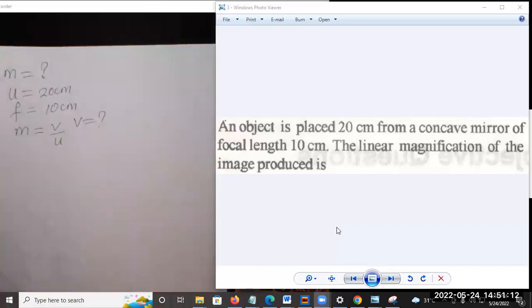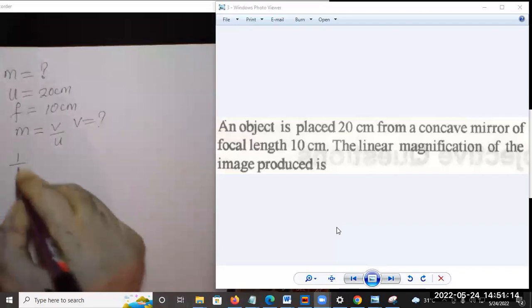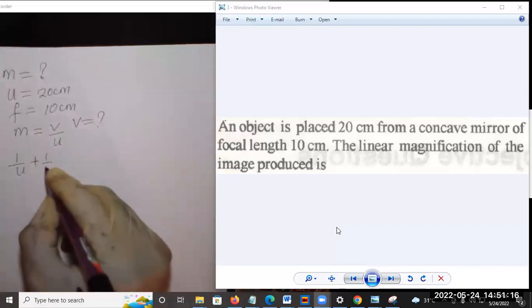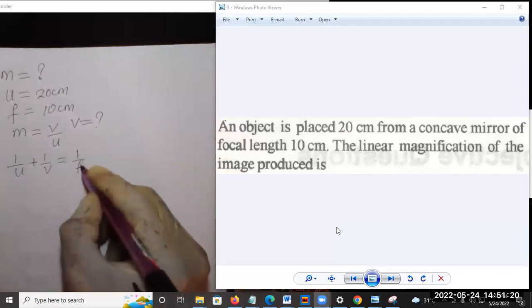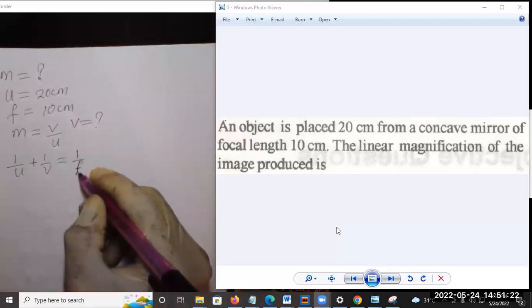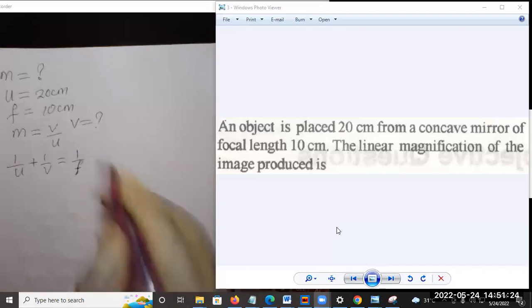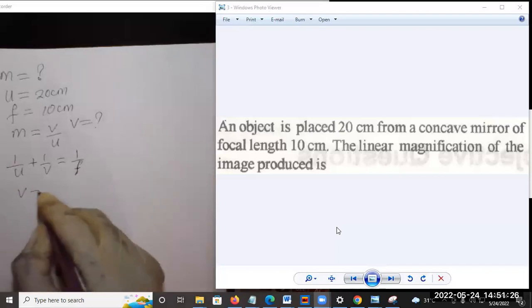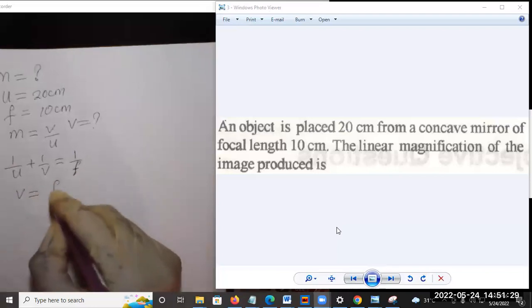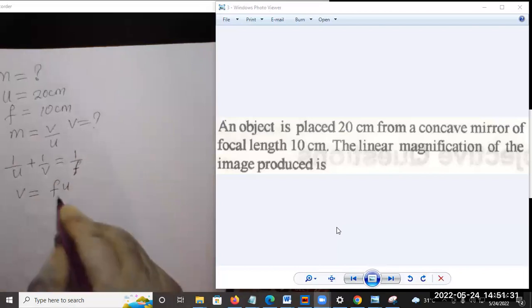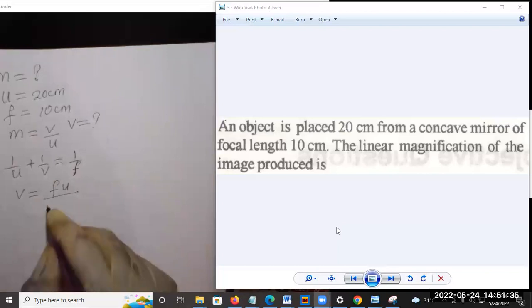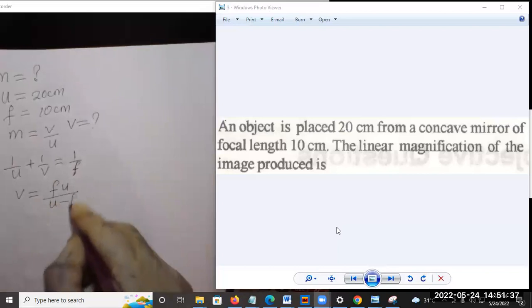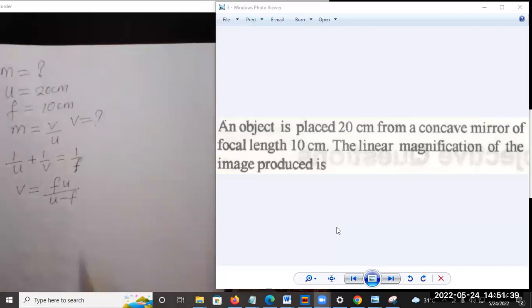From the mirror formula, that says that 1 over U plus 1 over V is equals to 1 over F. If you make V the subject of formula, you end up having V is equal to the product of the focal length and the object distance divided by U minus F. And substitute the value.